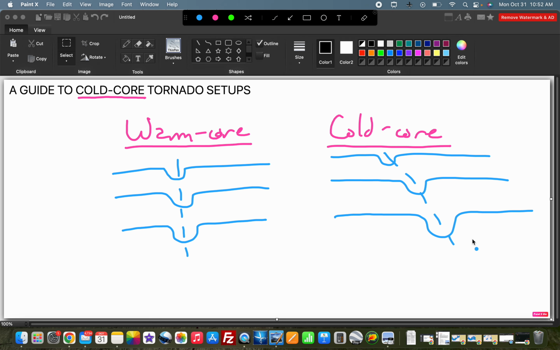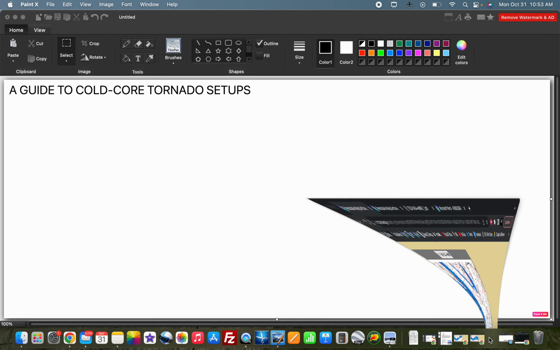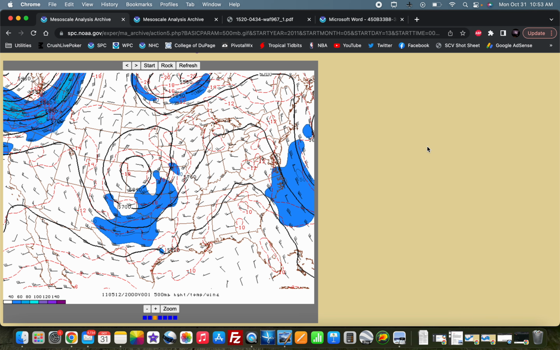We're talking about a specific type of cold core system. We're looking at mainly those that are closed at 500 millibars, so a closed cold core 500 millibar low. What that means is we're going to look at the height contours. This is an example, and you'll notice that the height contours are closed off surrounding the center of circulation. That's typically what we're going to be looking at with a cold core tornado setup, these closed 500 millibar lows. And you can see also here that there's very strong cold air aloft.